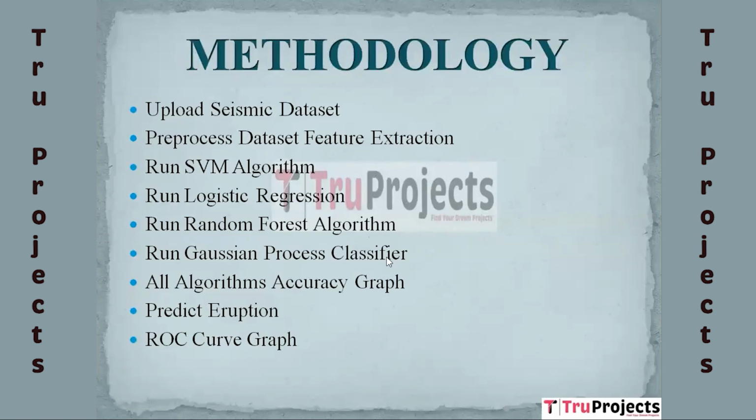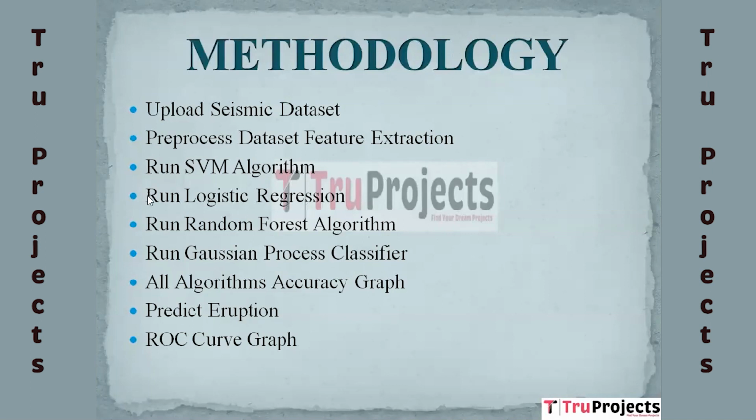We have designed the following modules to execute this project. The first module is upload seismic dataset. Using this module, we will upload the dataset to the application. The second module is preprocess dataset feature extraction. With this module, we will convert non-numeric values to numeric, and we will convert the dataset into normalized format, and we will split the dataset into train and test sets. The next module is run SVM algorithm. Using this module, we will train the SVM model with the preprocessed dataset.